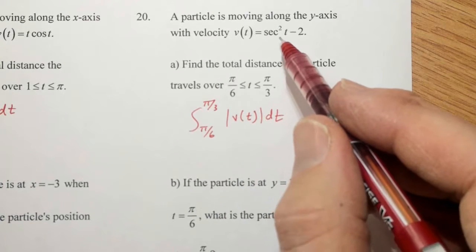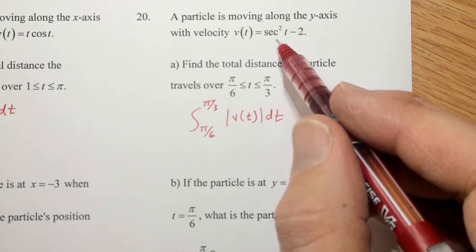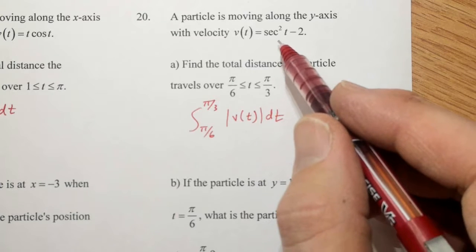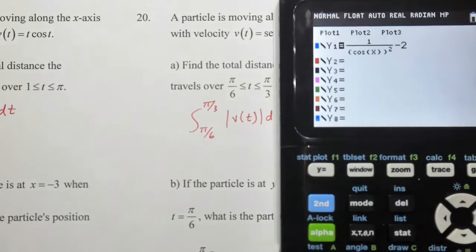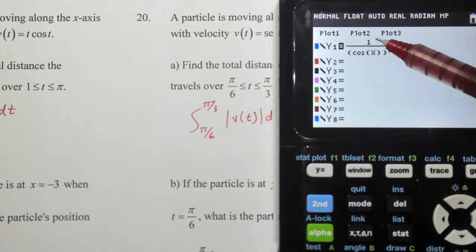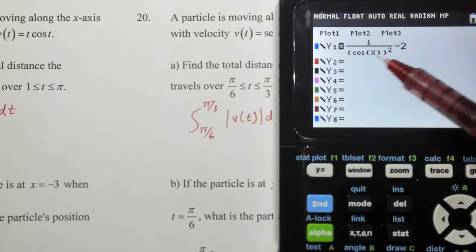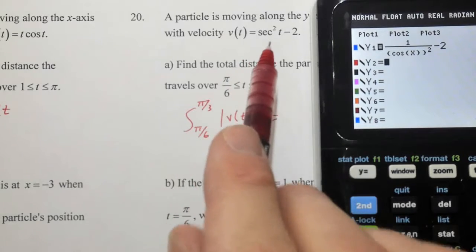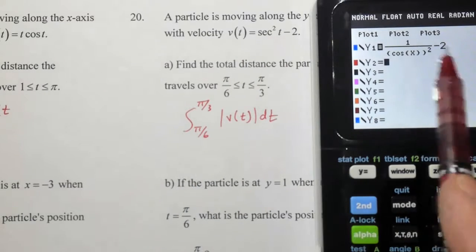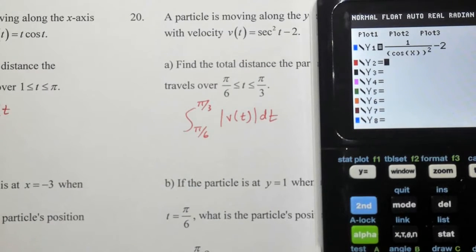So the question you may have with this problem is, how do we get secant into the calculator? All right, so pre-calculus, we know that secant is the reciprocal of cosine. It's 1 over cosine. So on the calculator, what we're going to need to do is literally write 1 over cosine, but then wrap the cosine in parentheses and square it, and that will make secant squared. All right. So secant squared minus 2, as we see right there.